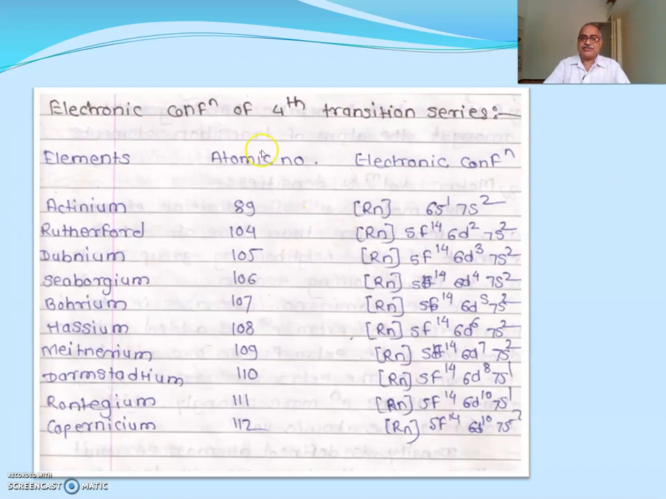Then the electronic configuration of the fourth series of transition elements, actinium to copernicium, from 89 to 112. Actinium has radon core, then 6d1 7s2. Yes, there is one mistake here. Then rutherfordium, 104. In this way the electronic configuration is like this.